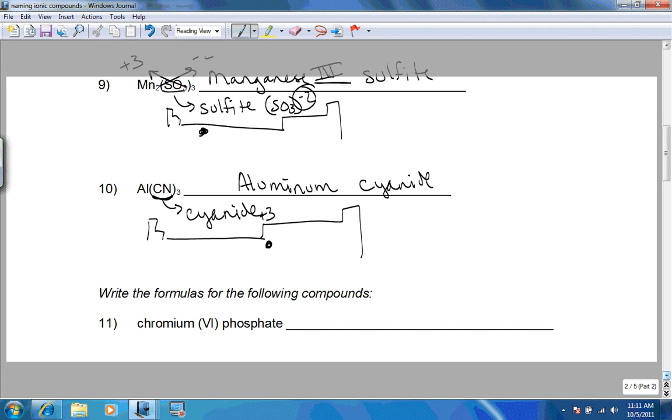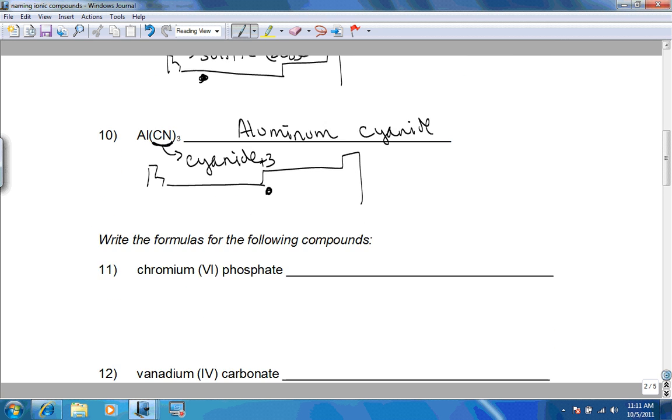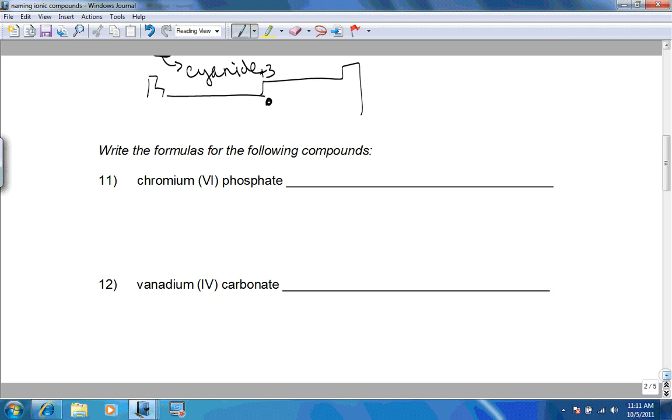Okay, we are now taking the chemical name and writing the formula. So, chromium 6 phosphate. When we look on the periodic table, we find that chromium is here. You can't determine the charge of chromium by looking at the periodic table. That's why they gave you the 6 in Roman numerals.